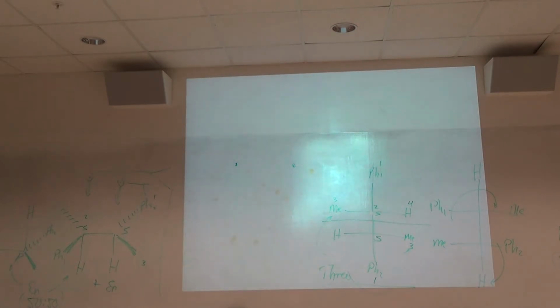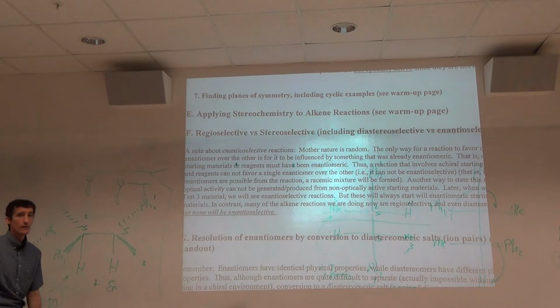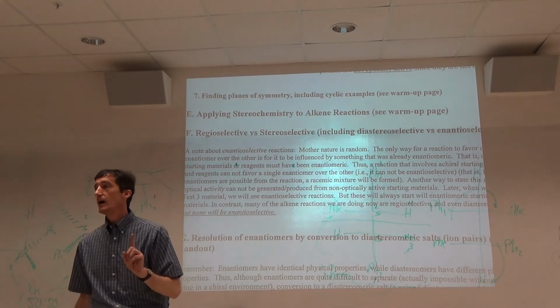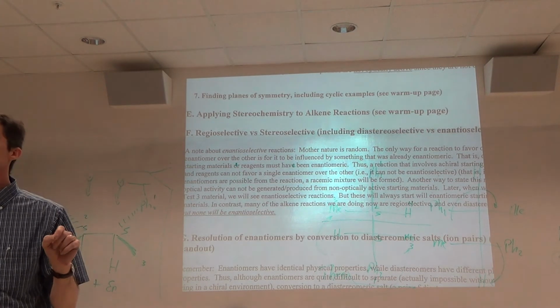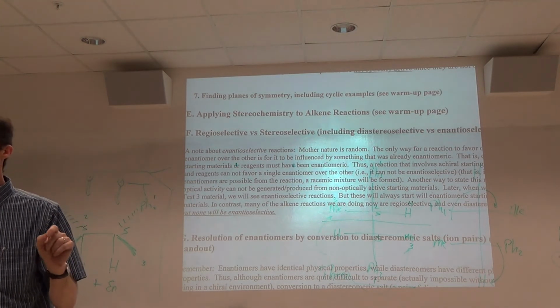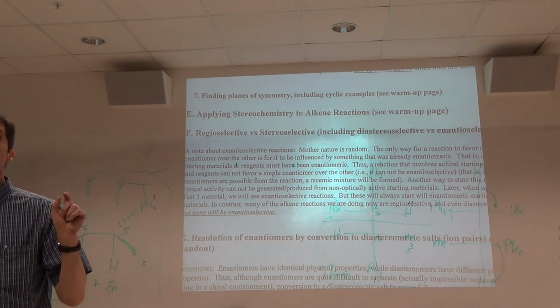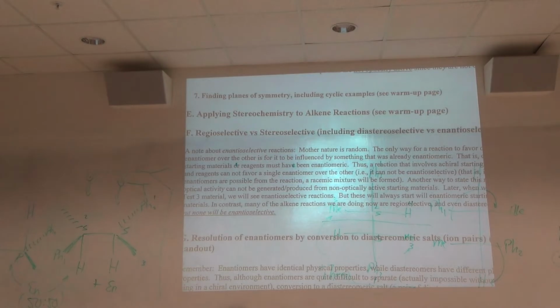Now here's what we need to say to sum this up. There's a summation on the back, F. You can look back at this. None of the reactions we're doing right now are enantioselective. That is, none of the reactions we're doing right now give only one enantiomer. If enantiomers are possible, the reaction is going to give both.